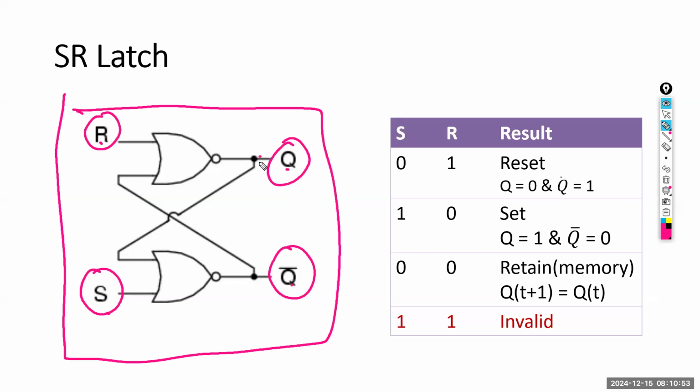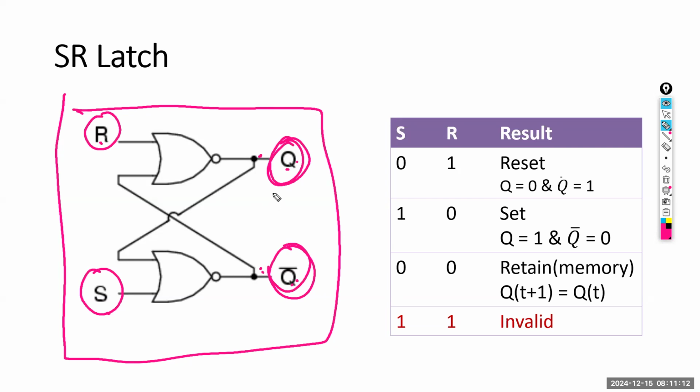So when this is 1, this must be 0. When this is 0, this must be 1. That is our expectation. So therefore, rather than two outputs like O1, O2, we can say Q and Q bar. Always, this output must be the negation of this one. If not, it's an invalid state.